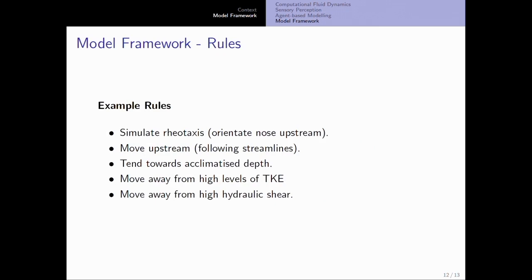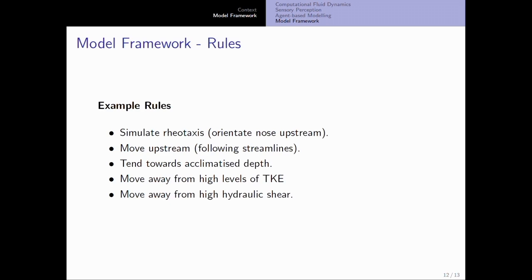So those are example rules, these kind of things. This is what I'm doing at the moment. It's basically trial and error of different rules to try to figure out how to get these fish to act in a realistic manner. There's a lot of literature on what fish like and what they don't like in terms of hydrodynamics. There are quite a few papers that talk about how they don't like certain thresholds of turbulent kinetic energy, and they really don't like high shear, those kind of things. These are the things that I am including in the model as I go along.